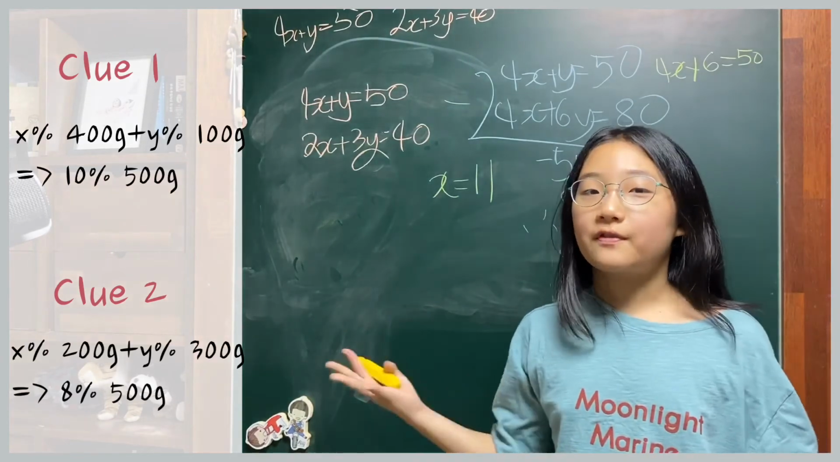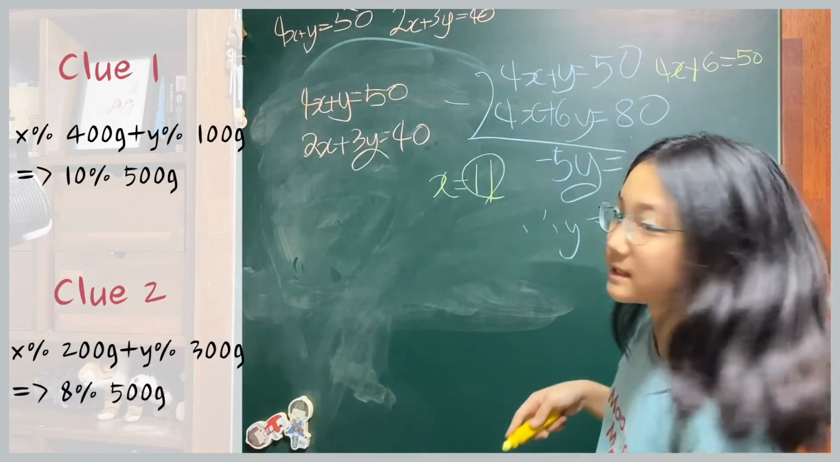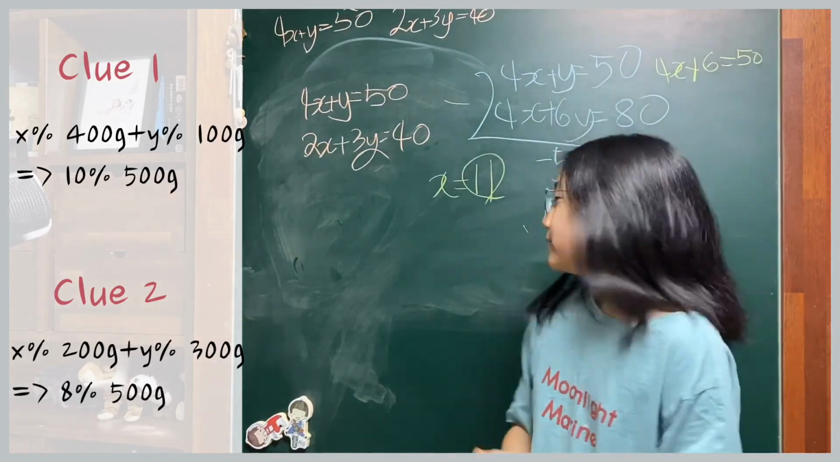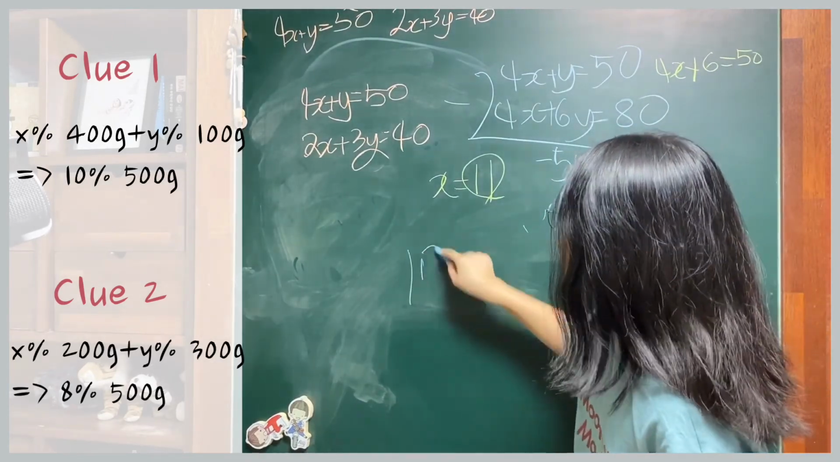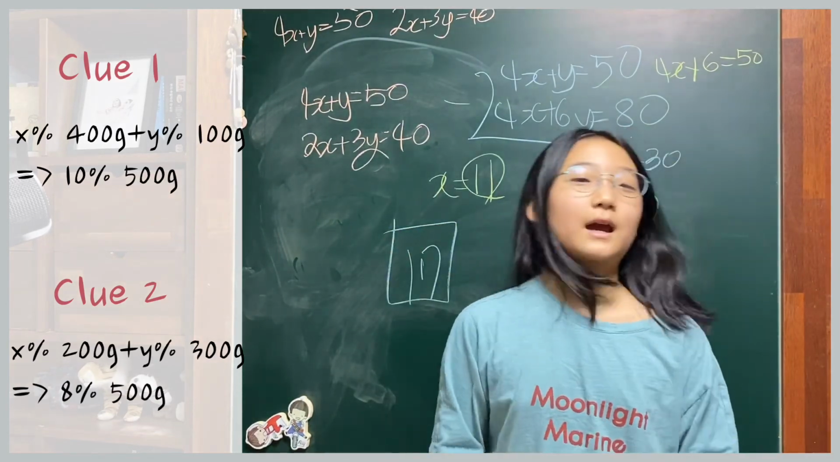Now, we've got the mystery solved. 11 and add 6. What do we get? Yes, 17! Okay, see you next time.